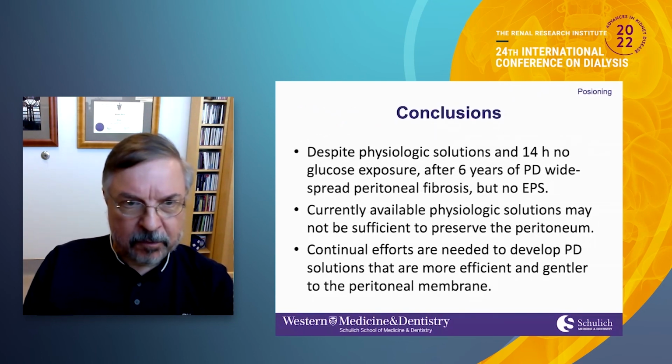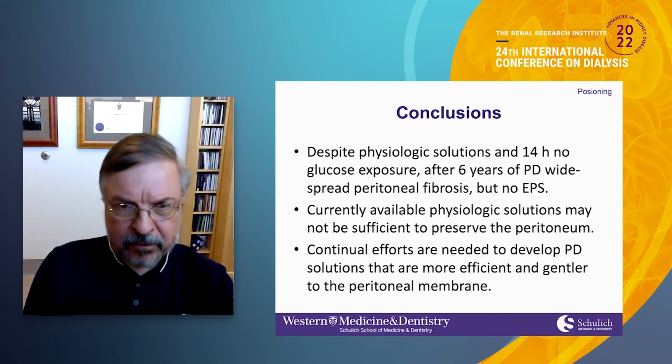So to conclude, despite physiologic solutions and 14-hour no glucose exposure every single night, after 6 years of PD, widespread peritoneal fibrosis was seen, but we did not find any evidence for EPS. And actually, literature suggests that that is really receding with the use of physiologic solution. So the conclusions from our end is that the currently available physiologic solutions may not be sufficient to preserve the peritoneum, and that continual efforts are needed to develop PD solutions that are more efficient and gentler to the peritoneal membrane. Next.